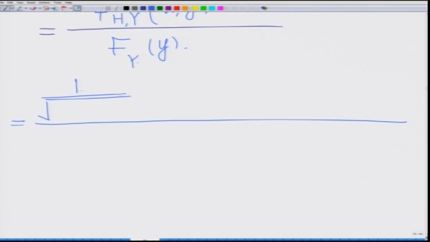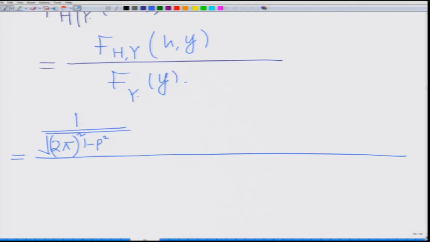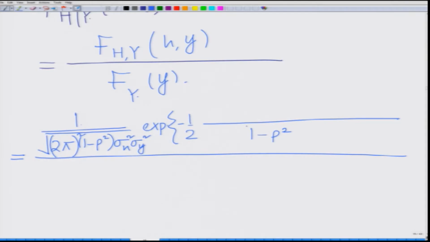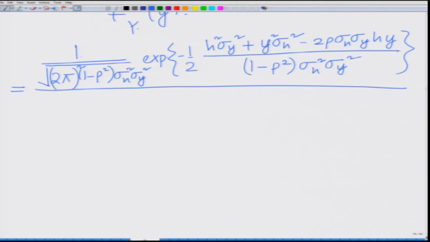Okay. So, the first is the joint probability density function, for which we have already derived the expression. That is square root of (2 pi) whole square, 1 minus rho square, that is your determinant R, which is sigma h square sigma y square, e to the power of minus half, 1 over 1 minus rho square, 1 over sigma h square sigma y square, times h square sigma y square plus y square sigma h square minus 2 rho sigma h sigma y h y, divided by the marginal probability density function of y, the observation y.